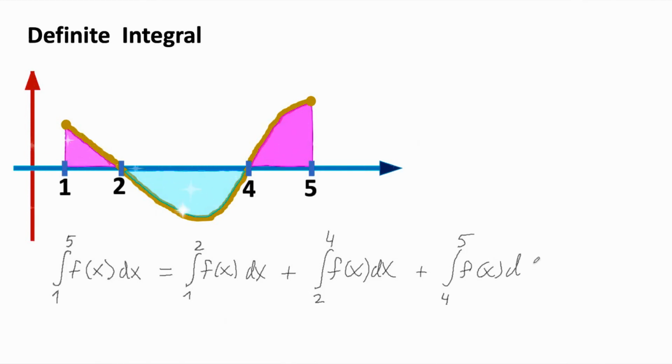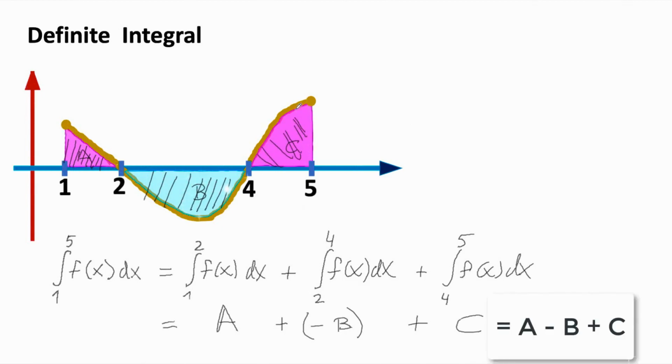Now the first integral is going to be equal, let's say, to A, and A is the area underneath the function f. The second integral is going to be negative B, where B is the area between the x-axis and the function, and lastly plus C, where C is the area underneath the function f between 4 and 5.